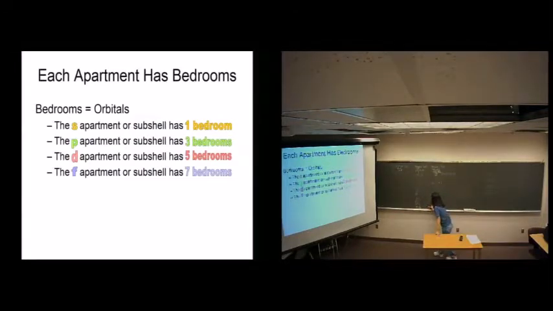Negative 3, negative 2, negative 1, 0, positive 1, positive 2, positive 3. How many of them were there in the F? Did you give me 7 numbers? Oh yeah, it works. Okay, that's the third quantum number.